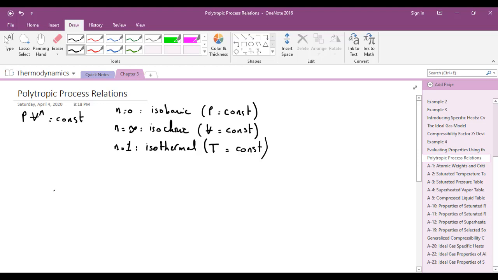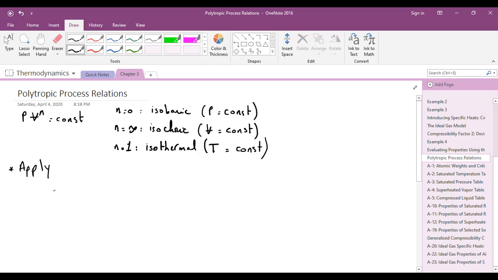So for n is equal to 1, we will have PV equal constant, and as we know, for an ideal gas, PV is equal to mRT, and since in a closed system the mass is constant, so if mRT is constant, then the temperature should be constant, and in this way we will have an isothermal process. So this polytropic process relation applies to any gas.